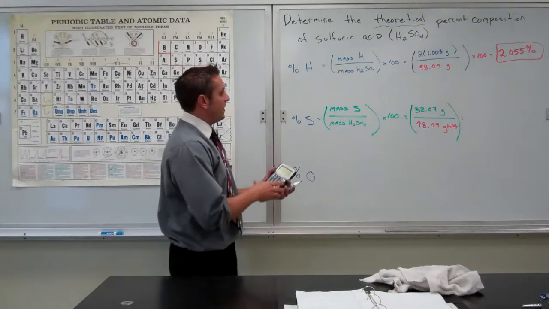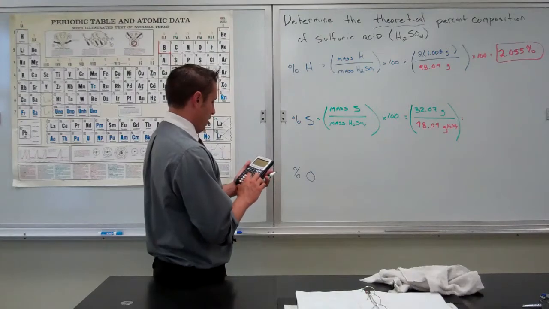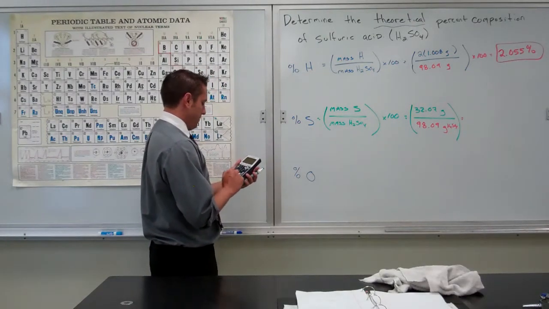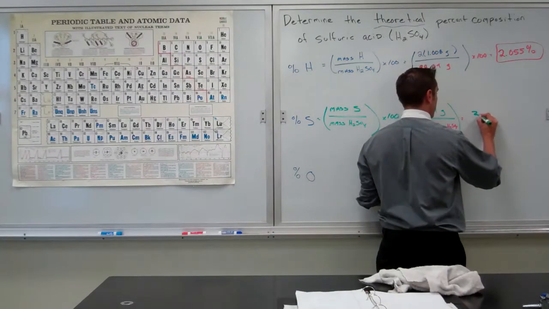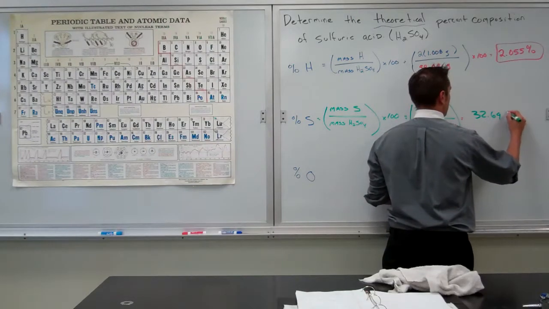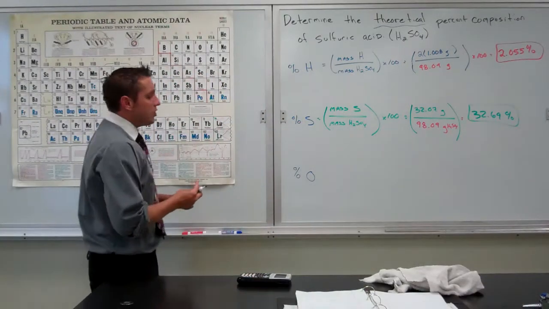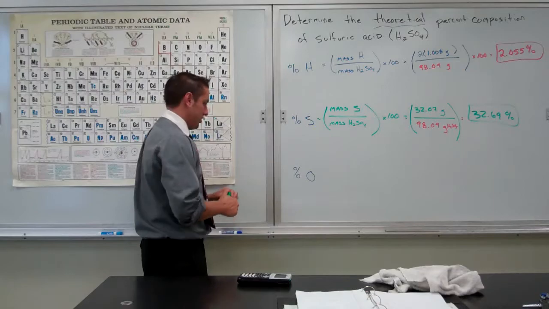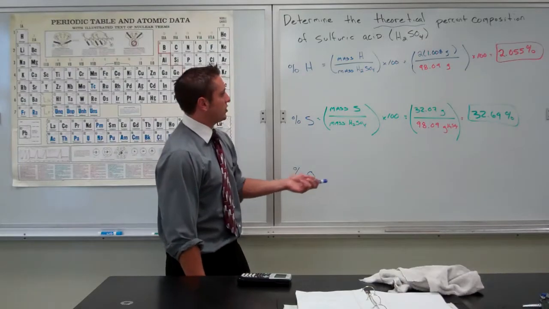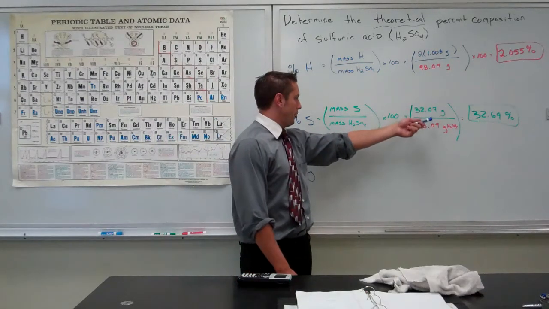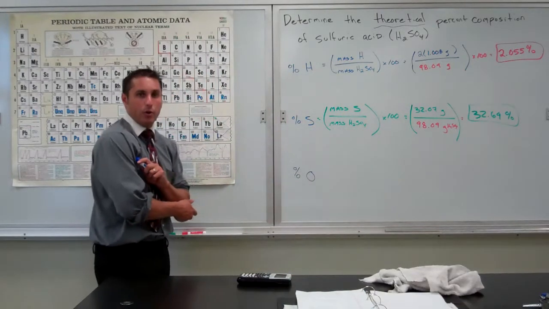So, watch your sig figs. Again, you'll get 4, 32.07 divided by 98.09 times 100. And I get 32.69% for the sulfur. Now, we could do the same exact thing for oxygen, where we take the mass of O over the mass of H2SO4, and it would be 4 times O, which would be 4 times 16.00 over 98.09, and get yourself that number.